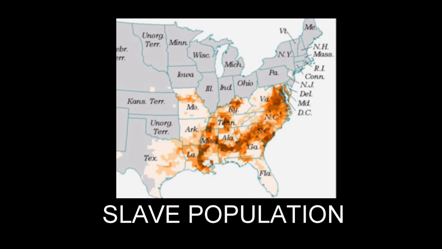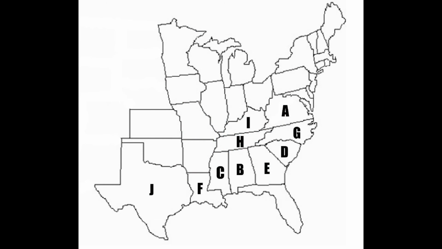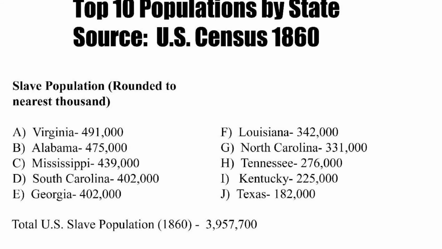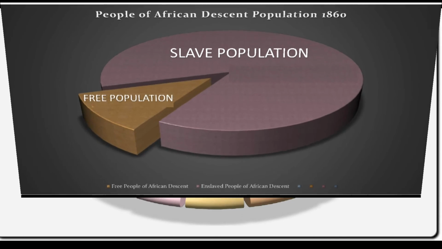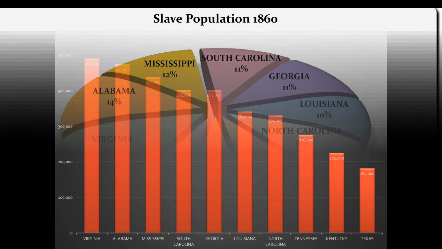The second map shows slave populations. And again, it shows the slave populations by the largest number of states, and the total population comes in just a little under 4 million. So on the eve of the American Civil War, roughly 12% of the people of African descent living in the United States were free, and the rest were enslaved.